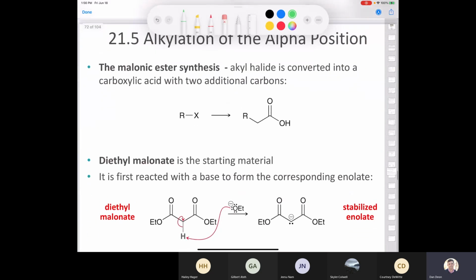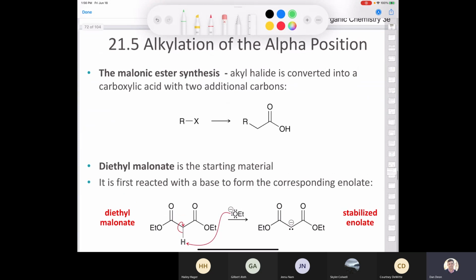We can do what's called the malonic ester synthesis. You guys remember malonic acid? That's what I taught you. So oxalic acid has 2 carbons. Malonic acid is this. It's got 3 carbons. So this is malonic acid. You would have learned it in chapter 20.